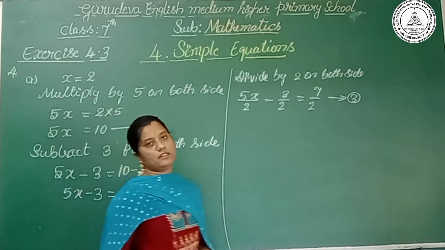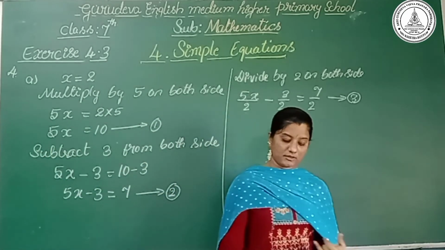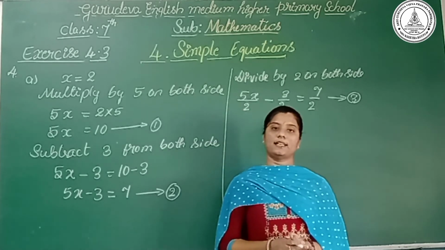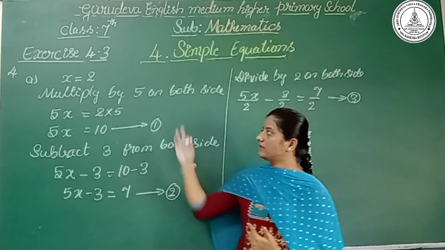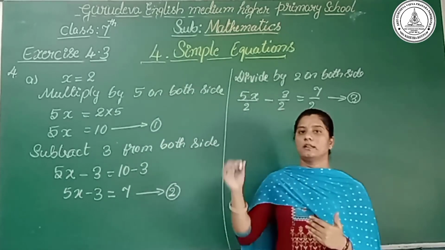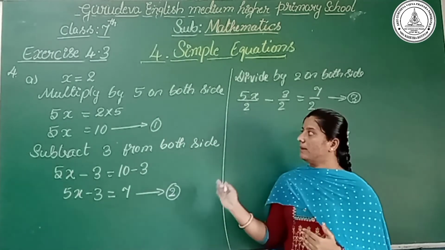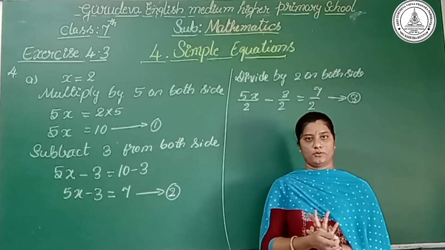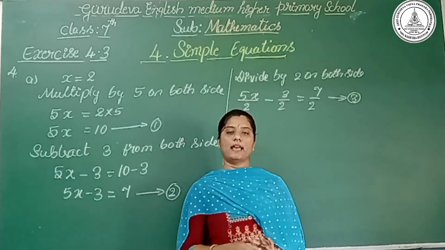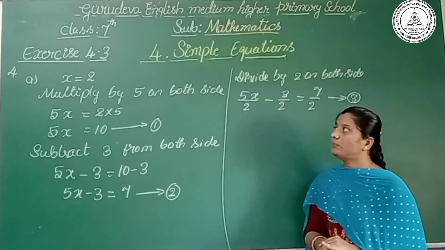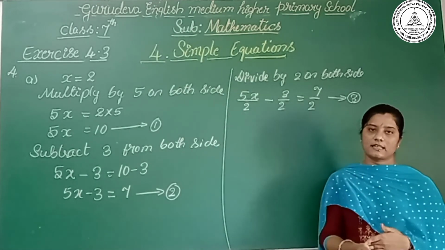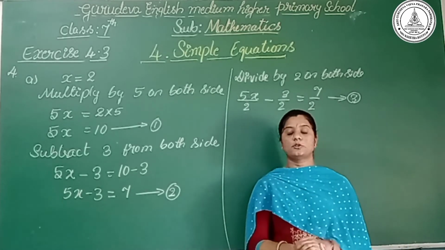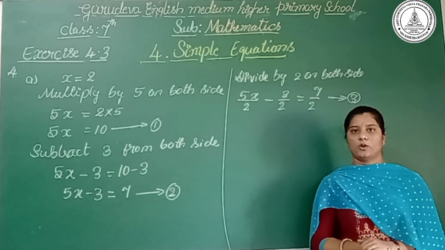Okay. At the same time, there is a big question: construct three equations starting with x is equal to minus 2. In the same way, you have to construct the three equations by starting with x is equal to minus 2. Okay. So up to here I have completed the exercise 4.3. In the next class we are going to learn about the applications of simple equations to practical situations. Okay. Then thank you.